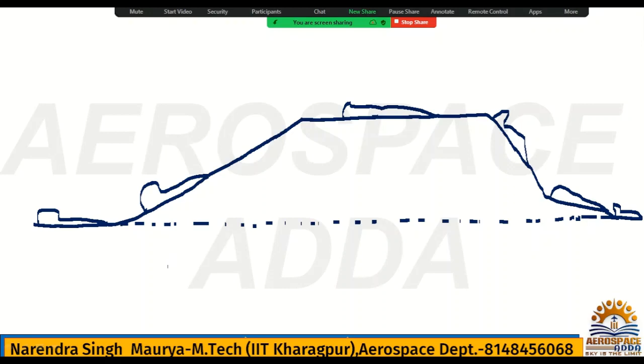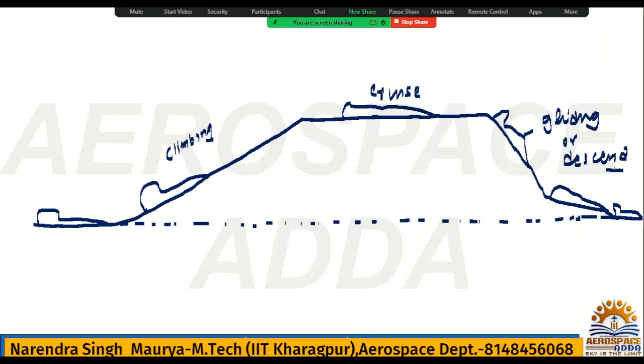Yes or no? Different attitudes, na? Operation. So definitely this will be the climbing part, very important. This is the cruise part, and this is what? Gliding or descent flight.